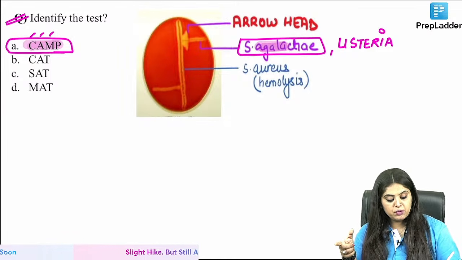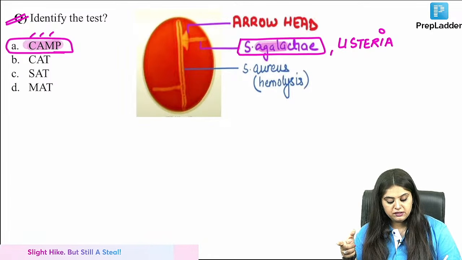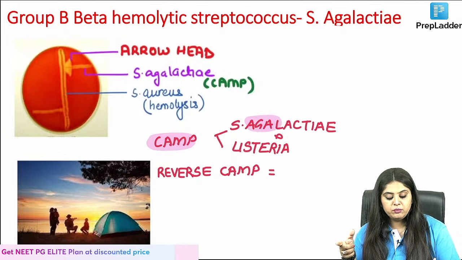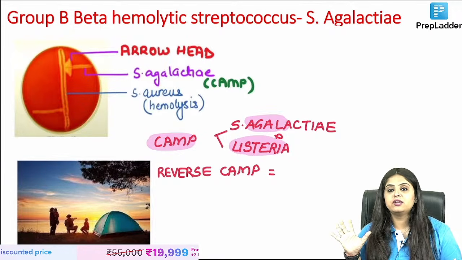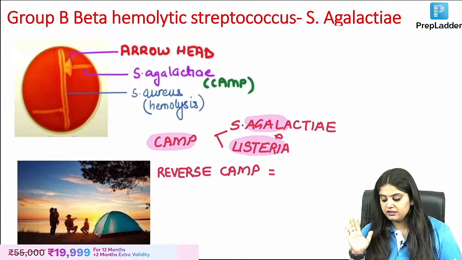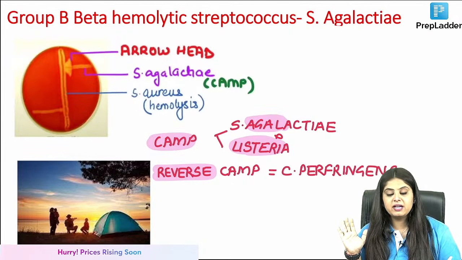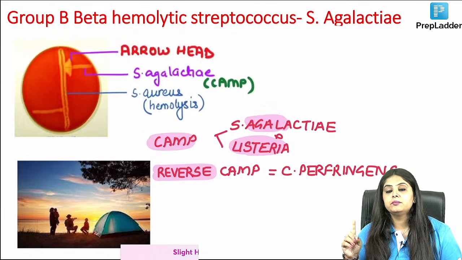So CAMP test positivity, if asked to all of you, please note, I will write it once again. CAMP test positivity, if asked, is going to be by gala time with little alcohol, so that is going to be gala time, and Listeria is going to be CAMP test. If I ask you reverse CAMP test, that is for which bacteria? That is for Clostridium perfringens.